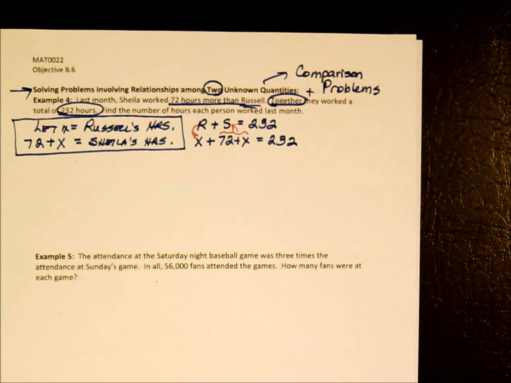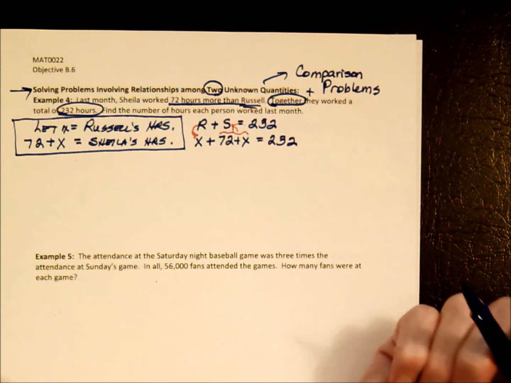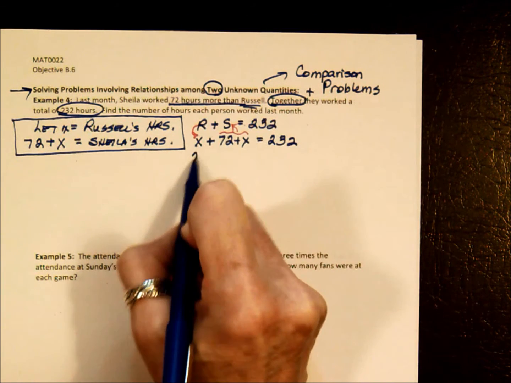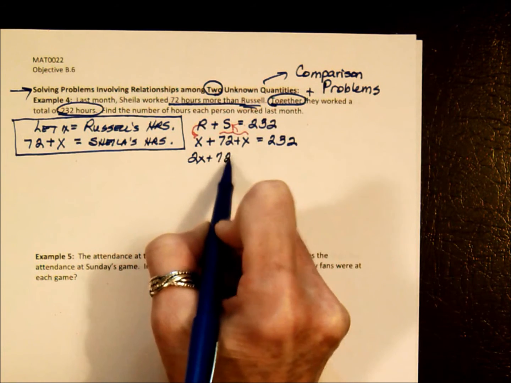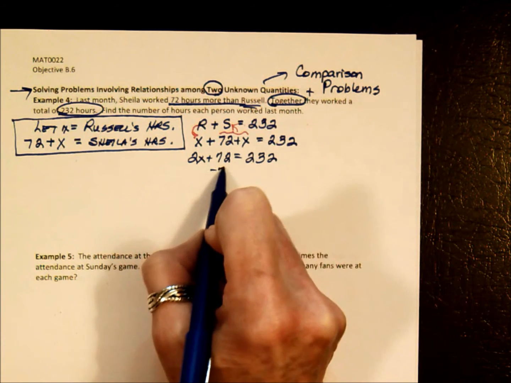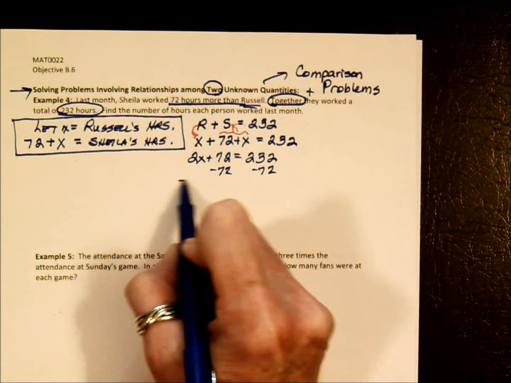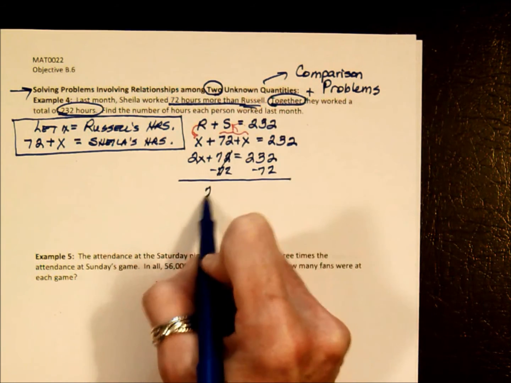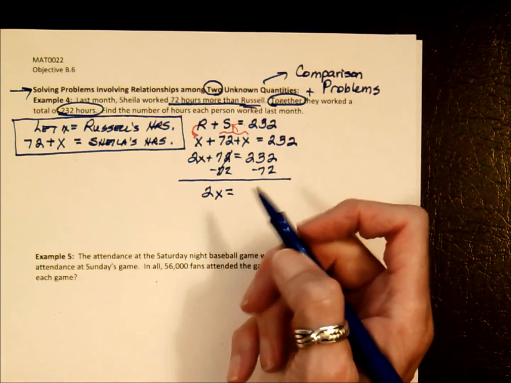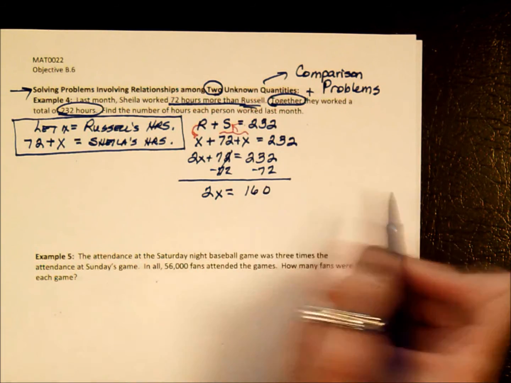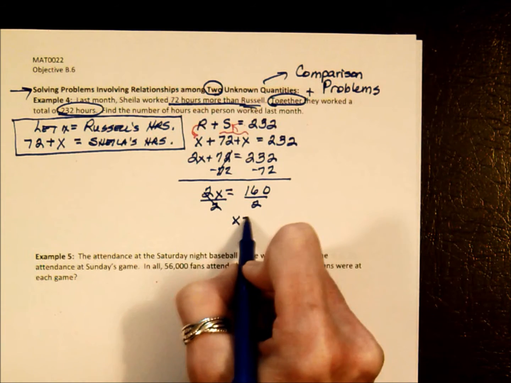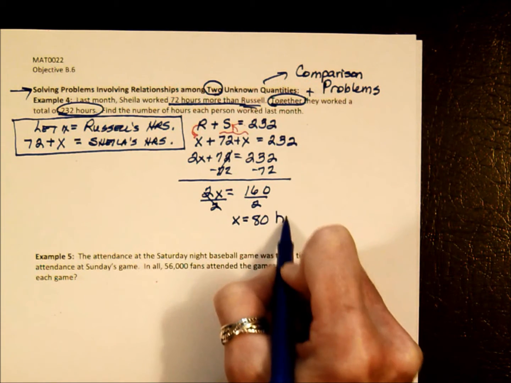And now I have my equation, so I'm going to go through my steps. There's no fractions, no distributive property, but I do have like terms to combine. So 2x plus 72 equals 232. Variables are on the left, so let's get the numbers on the right by subtracting that 72. 2x is equal to 160 when you subtract. Last step is always to divide. And I get x equals 80 hours.